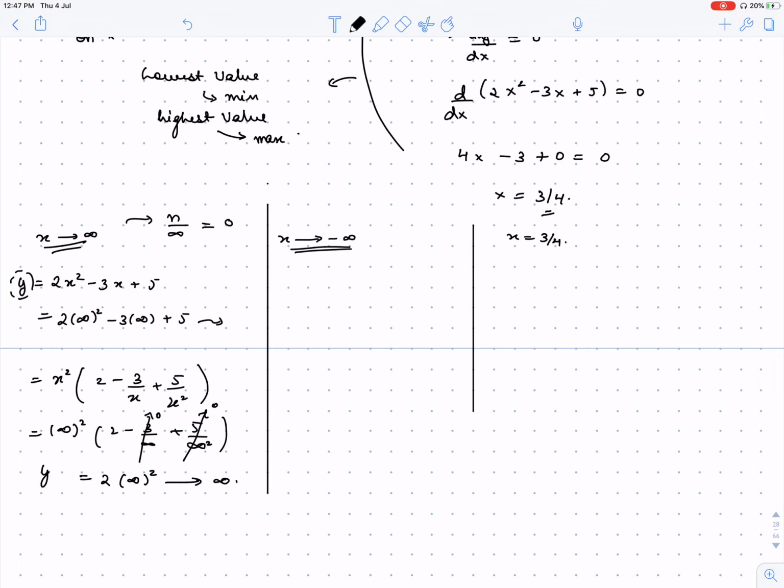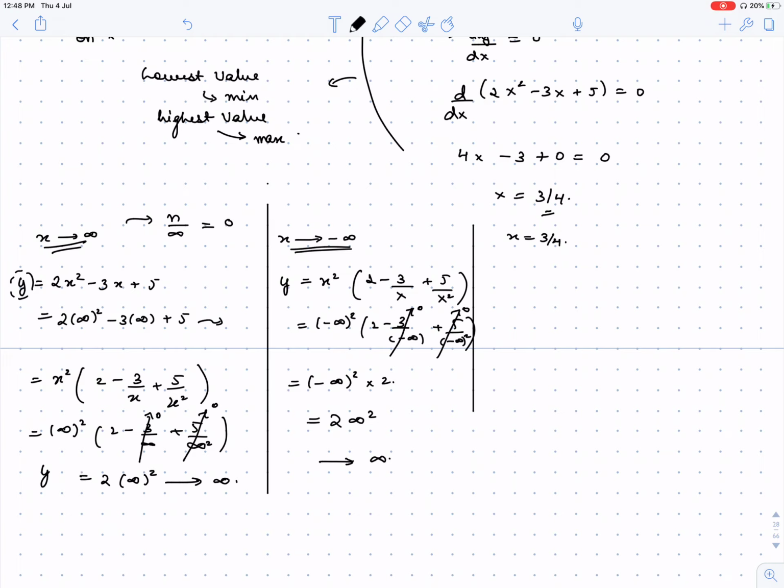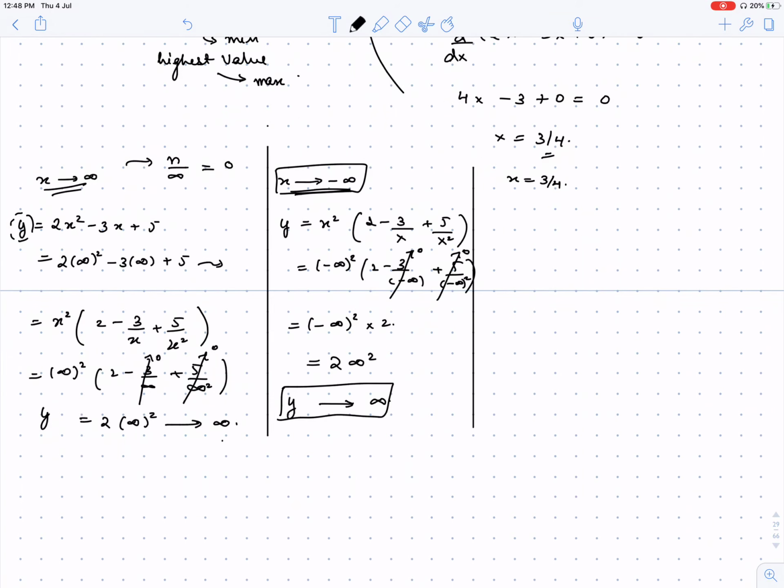Similarly, x tending to minus infinity. Do the same thing over here. Take x square common. Write it as 2 minus 3 by x plus 5 by x square, which is minus infinity whole square times 2 minus 3 by minus infinity plus 5 by minus infinity whole square. Any number divided by infinity square or infinity is 0. So this is minus infinity whole square into 2. When you take minus infinity and square it, this becomes 2 into infinity square, which again tends to infinity. So again, when x tends to minus infinity, y still tends to infinity. Clearly, nothing can be higher than infinity, so both these points are going to give me my maximum.